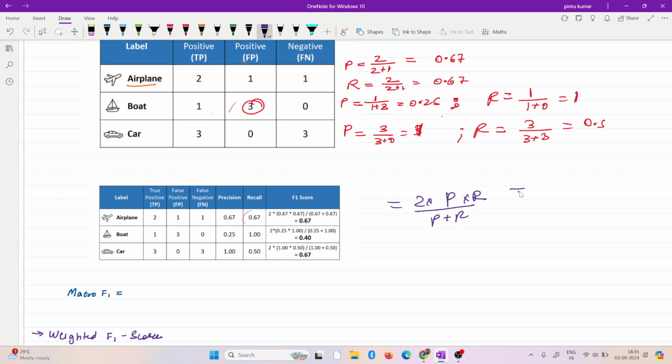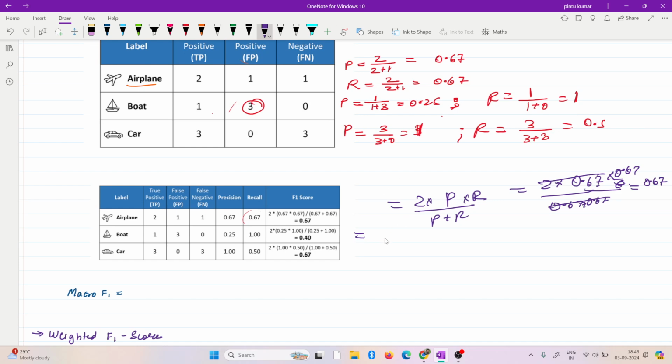So for the first one, it is 2 into 0.67 divided by 0.67 plus 0.67. Okay, so one more 0.67 is missing here, because this is 2 times precision into recall, right? So this 0.67 plus 0.67 is 2 times 0.67. So this and this get cancelled. So we are left with 0.67.